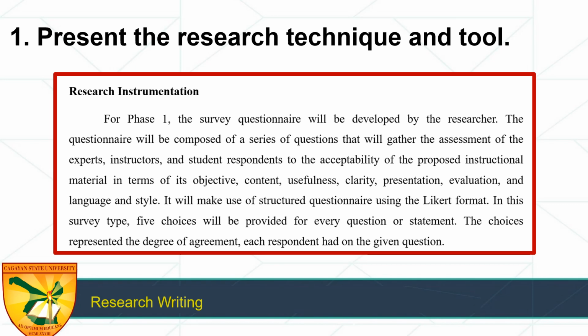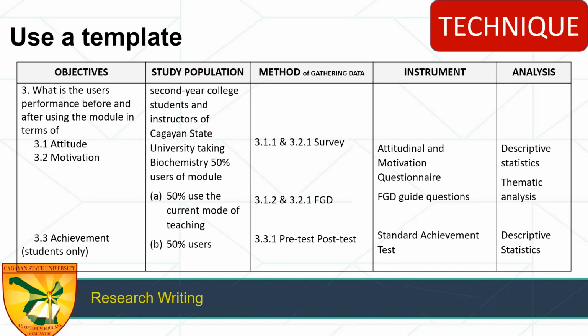So in here, you need to articulate how the research tool is established and developed. For example, here, we have for phase 1, that means for SOP number 1, the survey questionnaire will be developed by the researcher. So that's presenting the research technique and tool. We have here a survey using a questionnaire. This template is still very useful in writing your research instrumentation part. So we have here the SOP, and you will see here the method of data gathering and the instrument used.